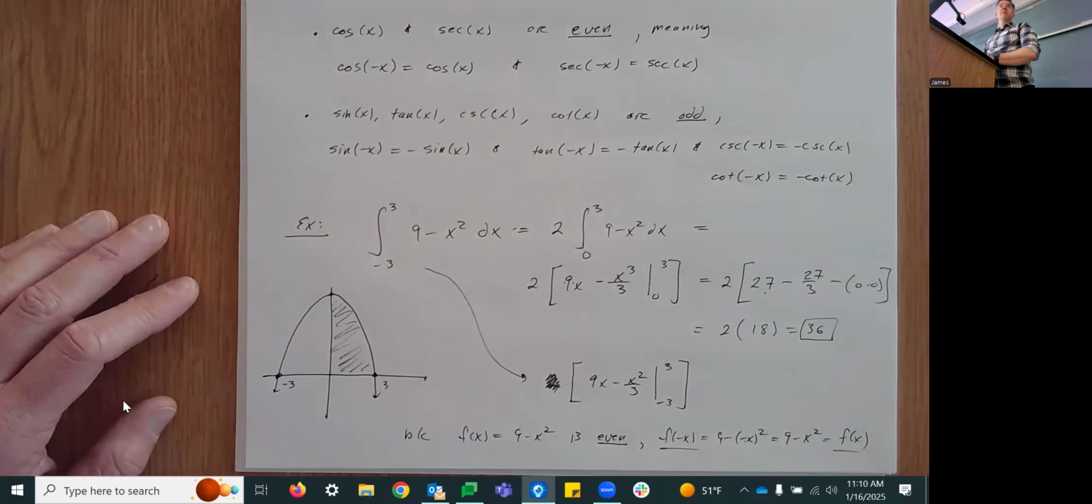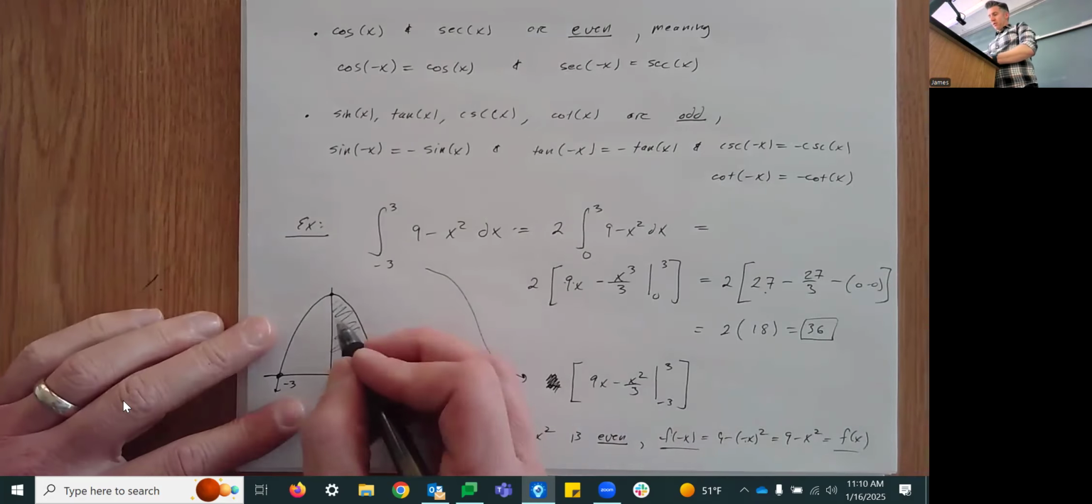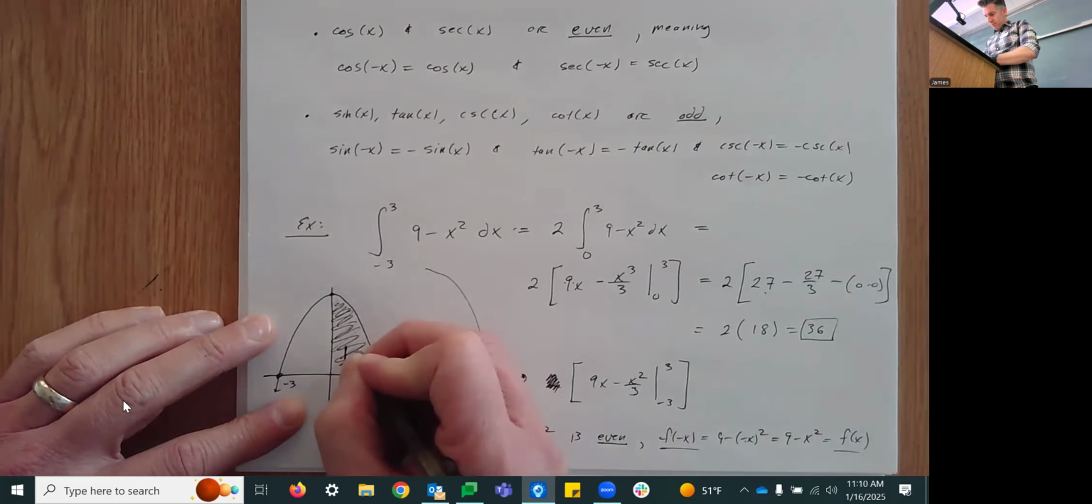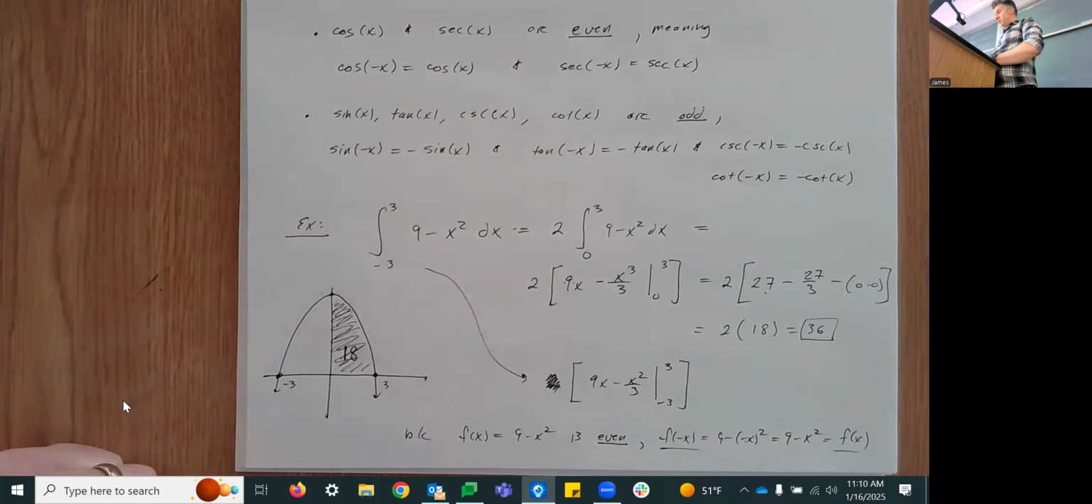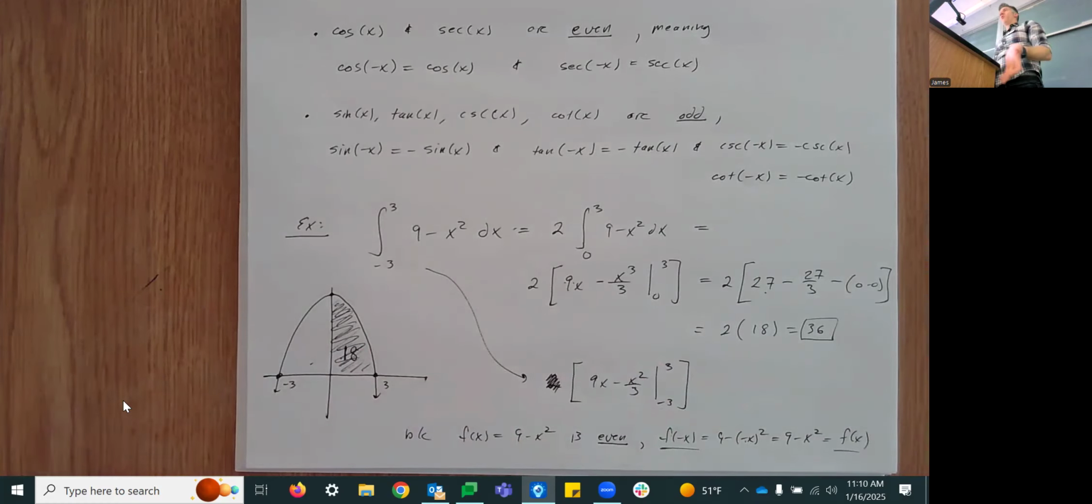Question? 36 is the area of only the shaded part? No, 36 is the total area. So I would say this shaded part has an area of 18. And then we doubled it to get the other half here. So that's what you do. You're essentially cutting the whole thing in half and then multiplying it by 2 to get still the same total area.